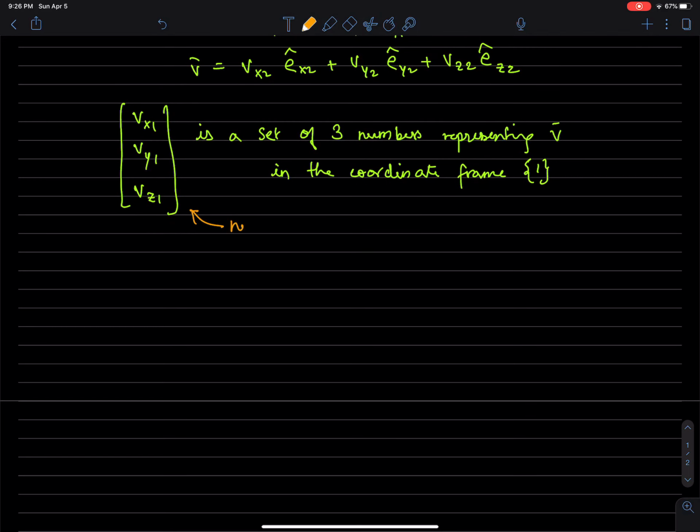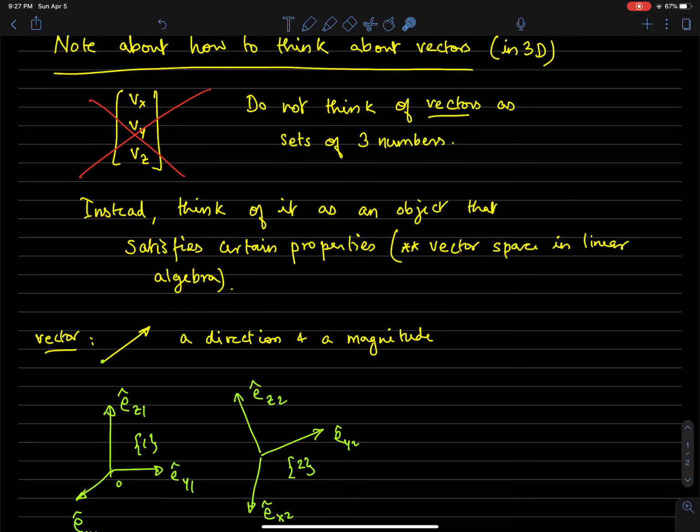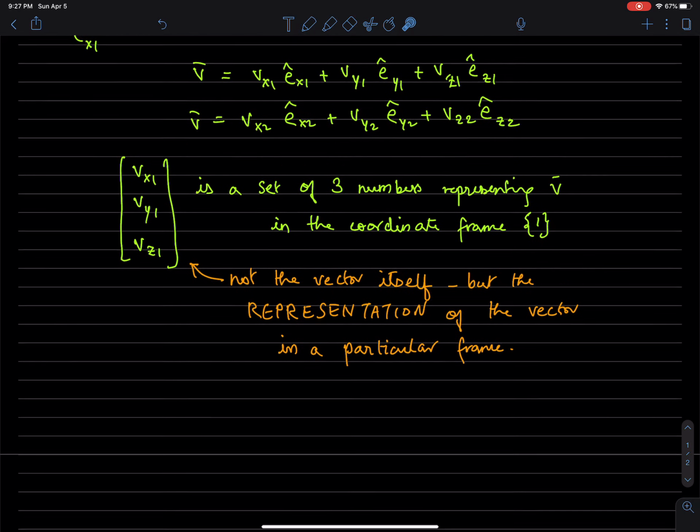So it's not the vector itself, but the representation of the vector in a particular frame, right? That's very important. So that's what I meant by saying a vector is not a set of three numbers. The three numbers is a representation of a vector in a particular coordinate frame.